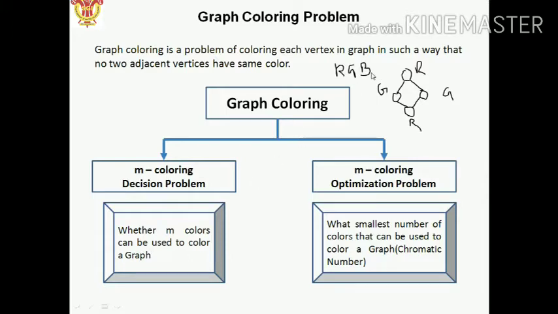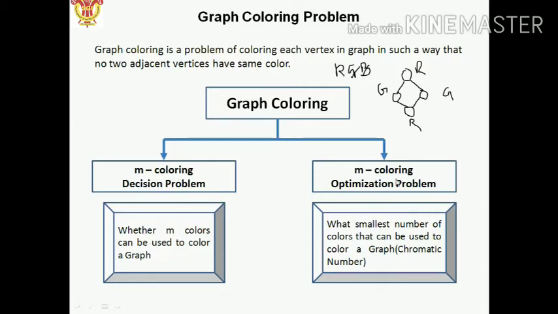If I give you only red and green, is it possible? Let's see again whether it is possible to fill this graph with these colors or not. It is possible, we have seen that. Now I will give you only a single color. Is it possible or not? Let's see. R. It is not possible. It is going to violate the rule itself, that no two adjacent nodes should have the same color. That is all about the decision problem of M coloring.